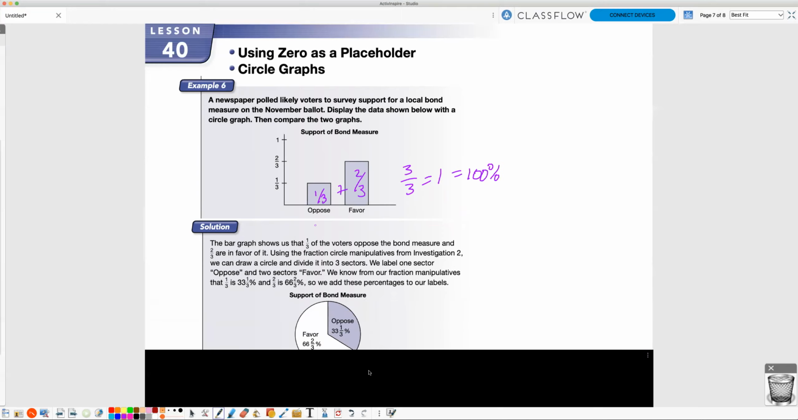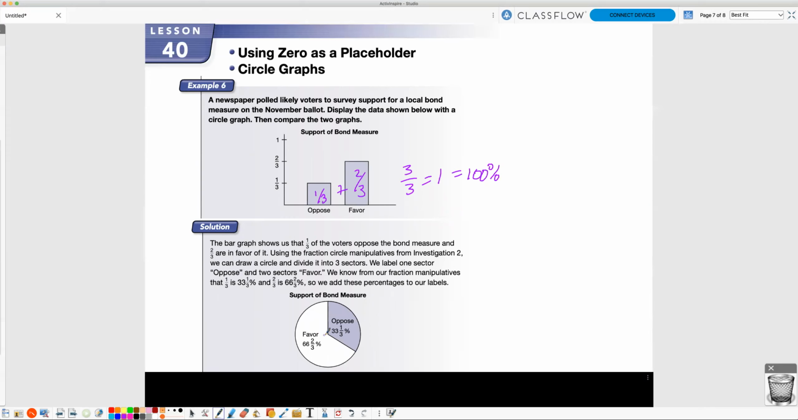Here is what you would get. You might notice that this would be 2/3 right here. So you can see that this is what's in favor, and this is what would oppose. That's what your circle graph would look like. And this is the same exact information as the bar graph. Same information, the bar graph and circle graph, just represented in 2 different ways.